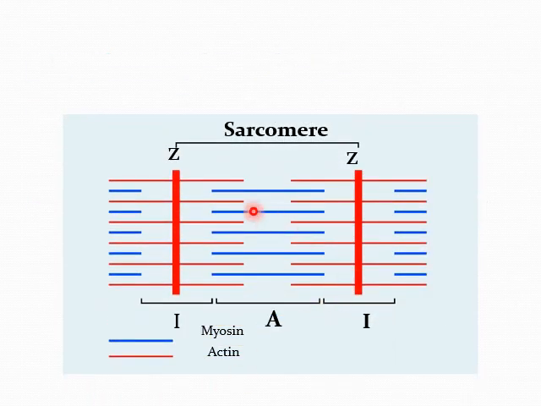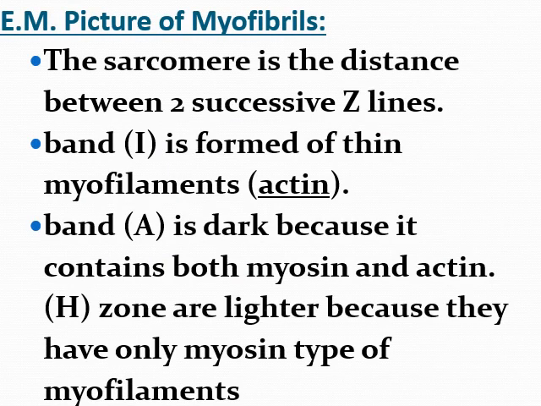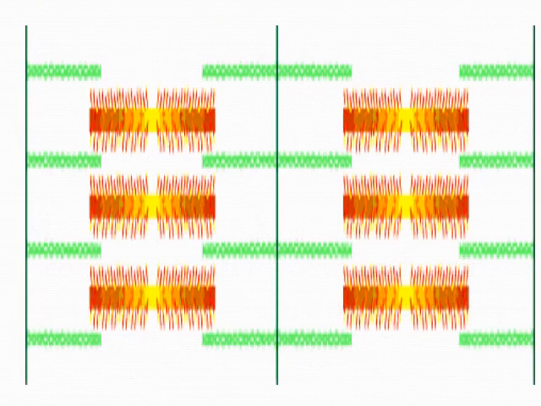Again, here is the A band formed of actin and myosin, and the I band formed only of actin. The Z line bisects the actin. The distance between two Z lines is called the sarcomere, and it is the functional unit for contraction. The sarcomere is the distance between two successive Z lines. The I band is pale as it's formed of actin. The A band is dark because it's formed of actin and myosin, and the H zone is light as it's formed of myosin only.